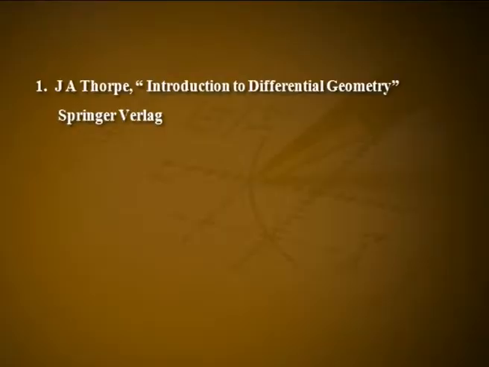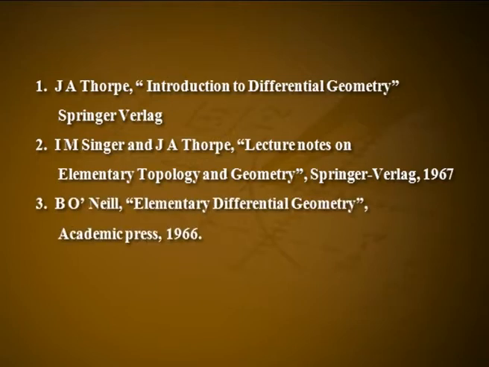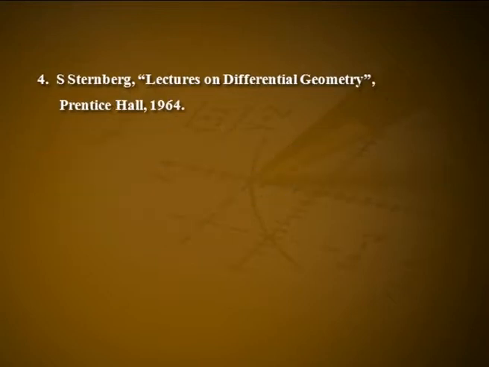These are some books for further reading. Introduction to Differential Geometry by J. A. Thorpe, Springer-Verlag. Second one, Lecture Notes on Elementary Topology and Geometry by I. M. Singer and J. A. Thorpe, Springer-Verlag 1967. Third one, Elementary Differential Geometry by B. O'Neill, Academic Press 1966.